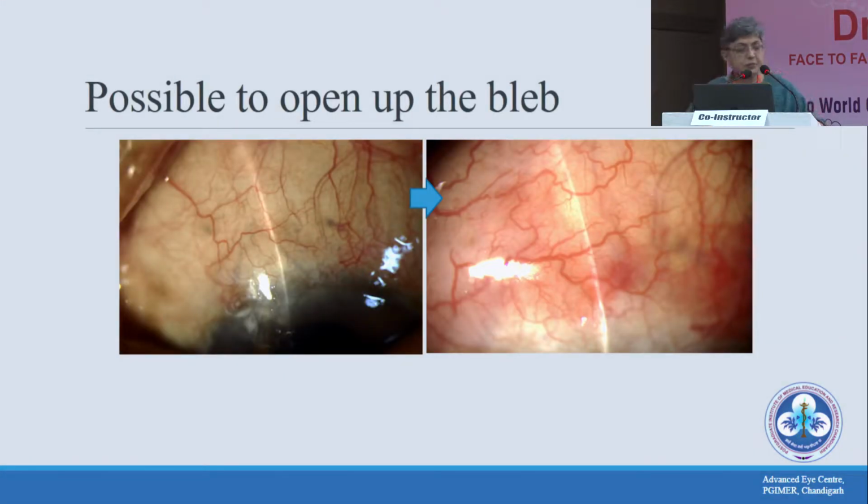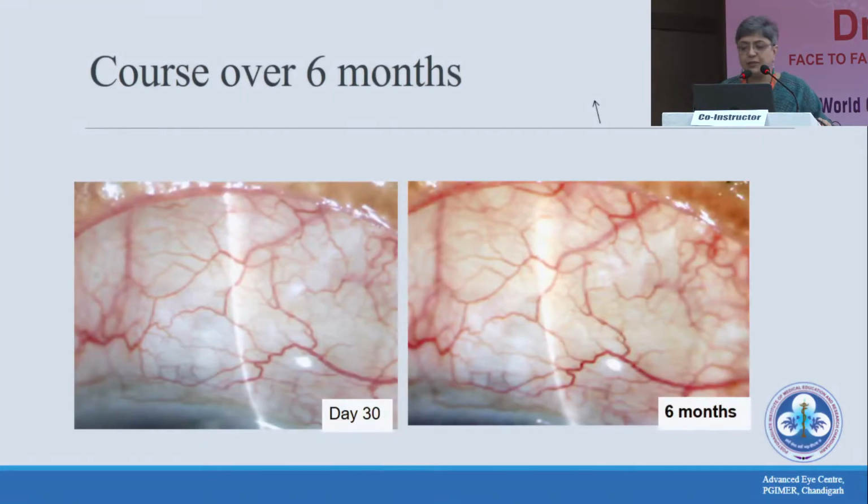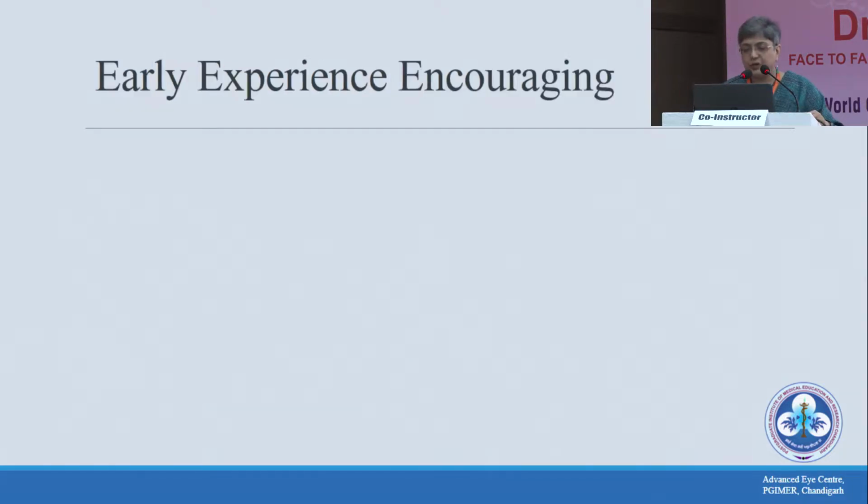So this is the post-op picture of the same person on the next post-op day. You can see that it's become diffused, there's fluid in the Bleph, and there's nothing much that you've done. On day 7, he was 7 millimeters. This is on day 30, and this is at 6 months, and the Bleph remains much the same. So we're very happy with doing this. It's one step short of doing an external Bleph revision or a retrab or a tube, which is always there. But this is one step before that. If all that can be avoided, it's good.